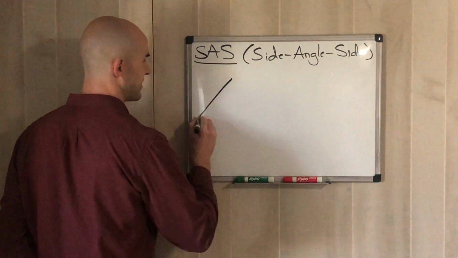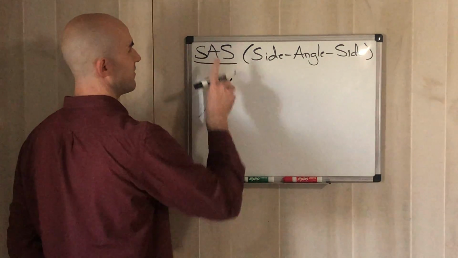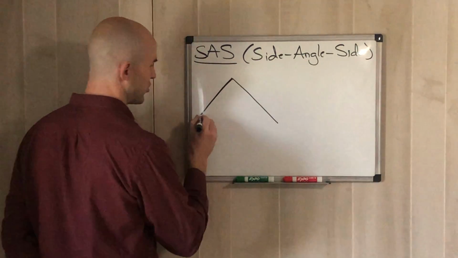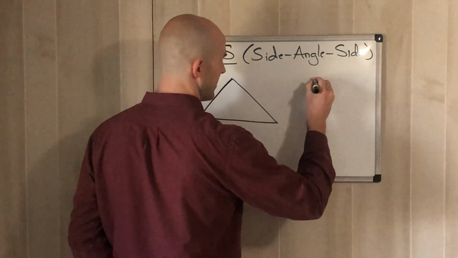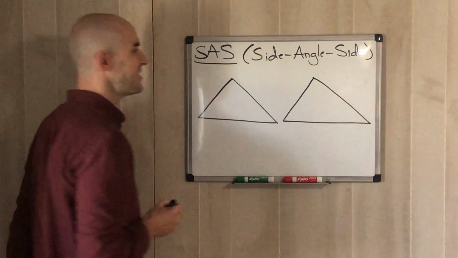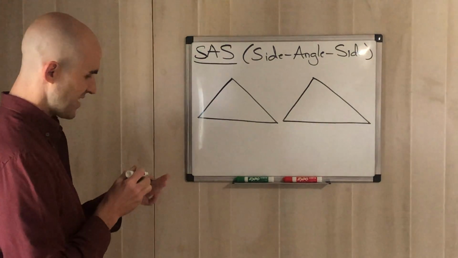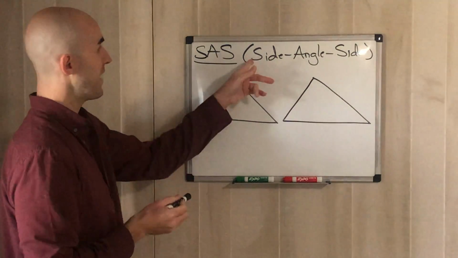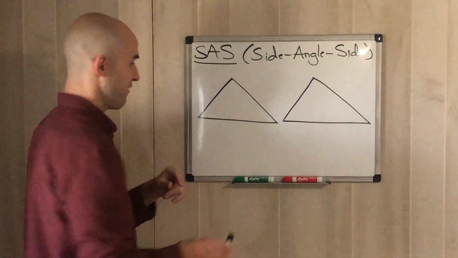Same thing. It's us needing 2 sides and an angle, right? If we have 2 pairs of sides and an angle, automatically we know that those triangles are going to be congruent, right? So what SAS means, again, is we're going to need 2 pairs of sides and we're going to need a pair of angles, right?